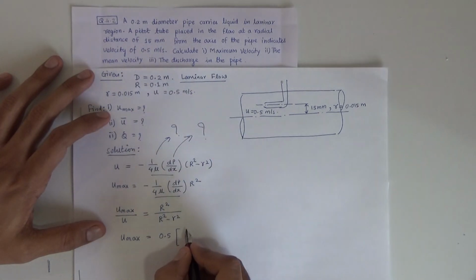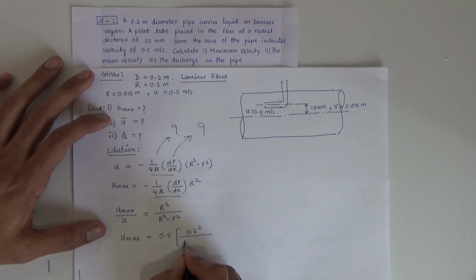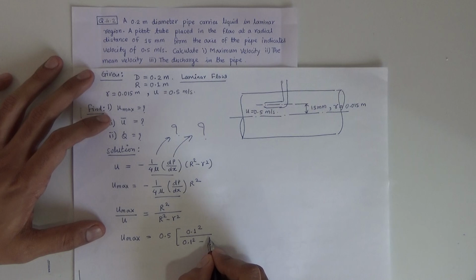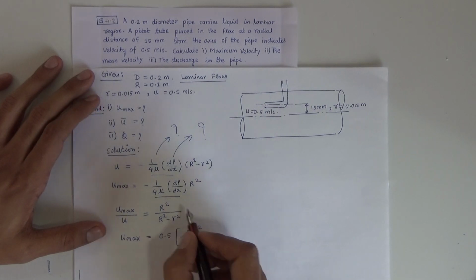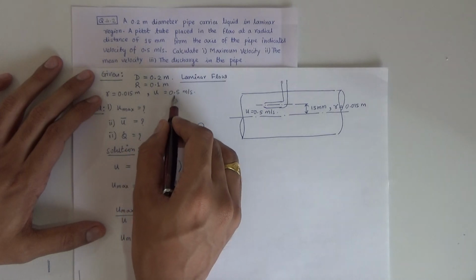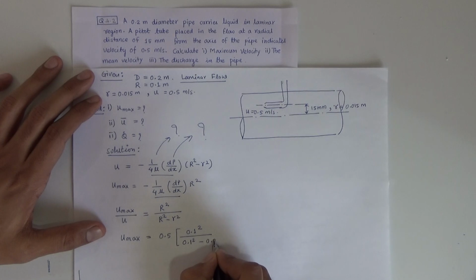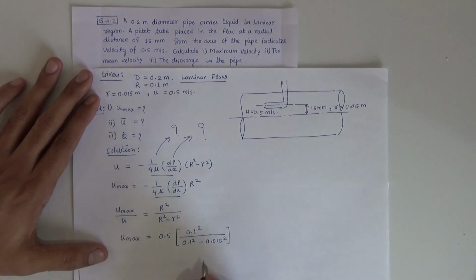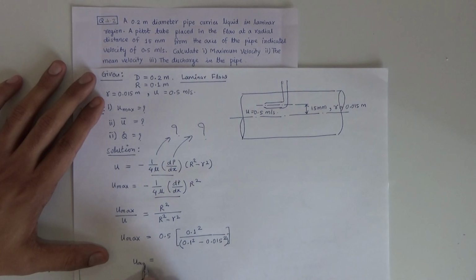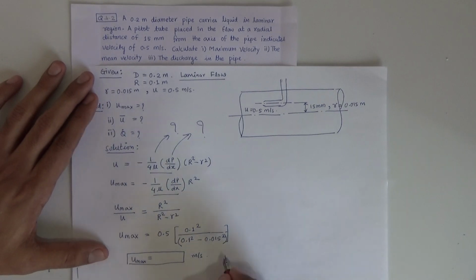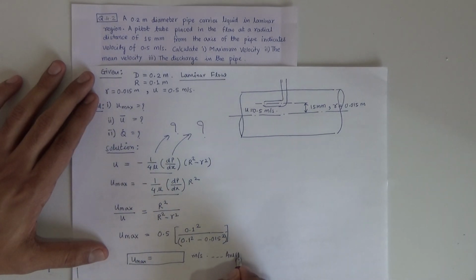Convert this immediately. Then this is 0.1 meter square divided by capital R, how much? 0.1 meter square, small r is how much, that is at that given location. What is the location? This 0.5 is at 0.015 meter square. So if I compute this, put proper brackets while using the calculator, you will get the maximum value of velocity. That answer will be in meter per second. Compute this, answer number 1.